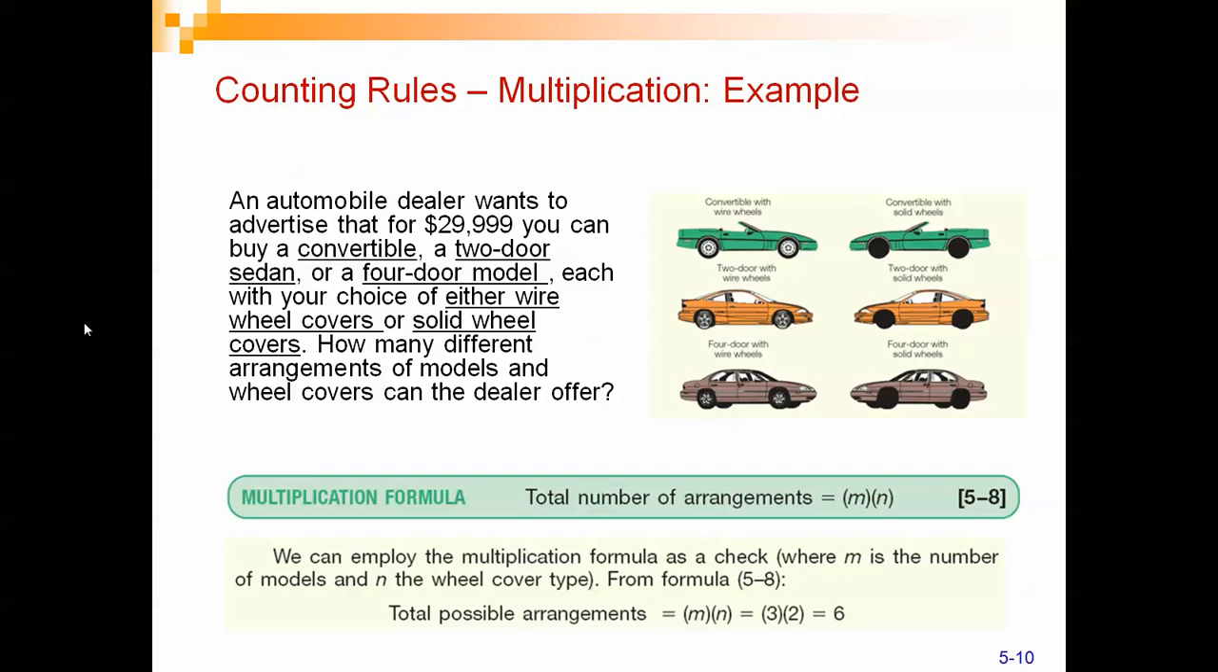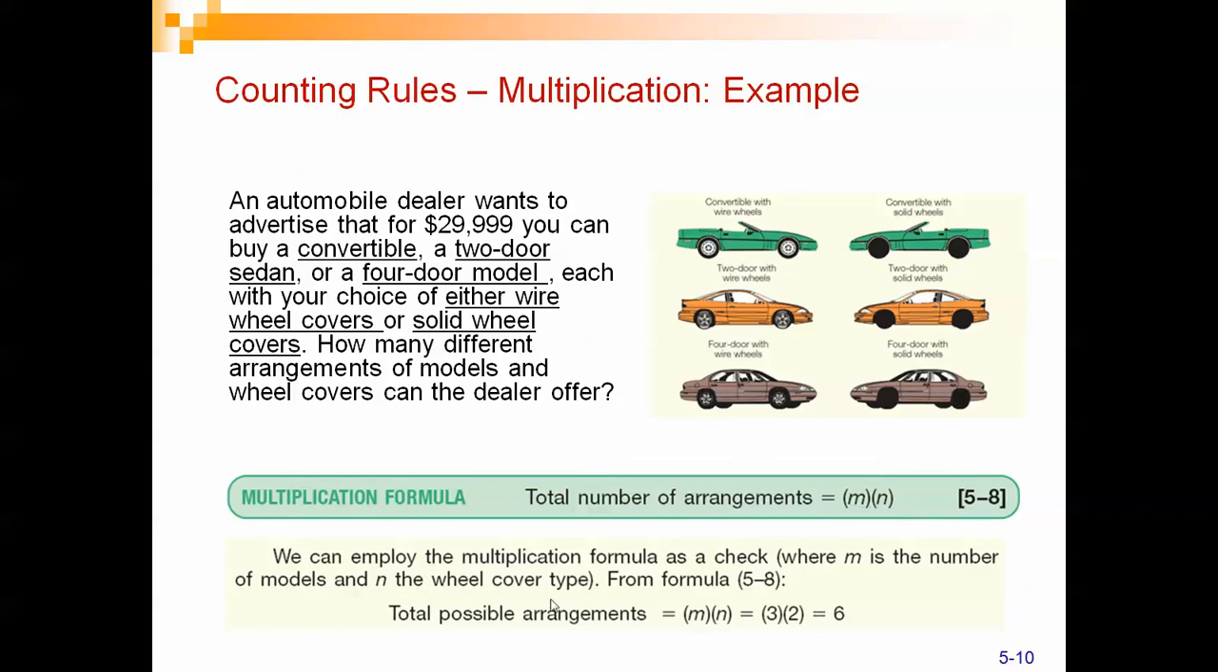In this example, we're talking about a car dealer selling a $29,999 car, and that car can either be a convertible, a two-door sedan, or a four-door model. And each of those choices can have either wire wheel covers or solid wheel covers. How many different arrangements of models and wheel covers can the dealer offer for that $29,999 price? So if we use the multiplication formula, the total number of arrangements equals M times N.